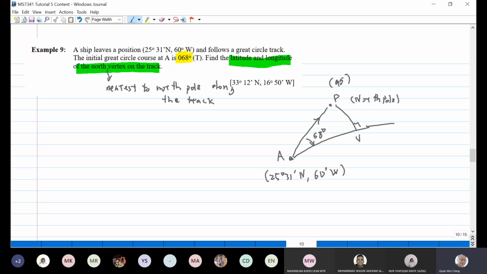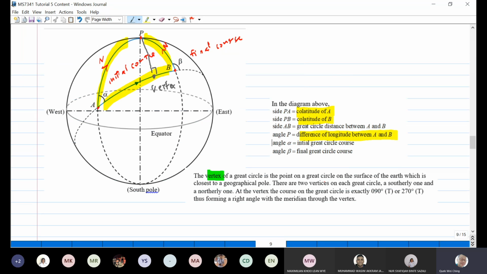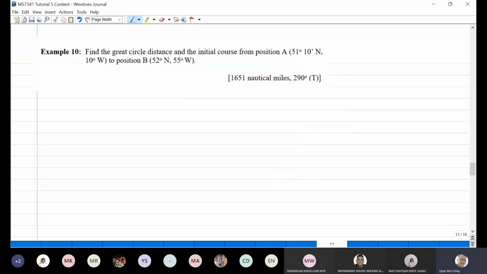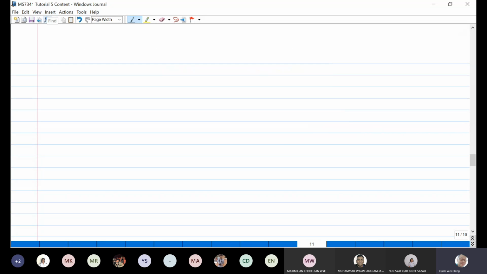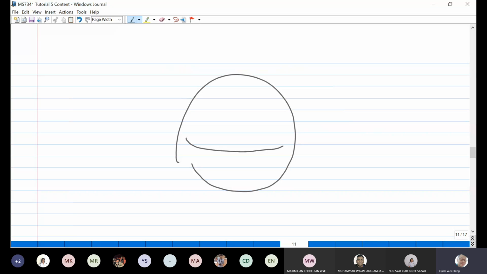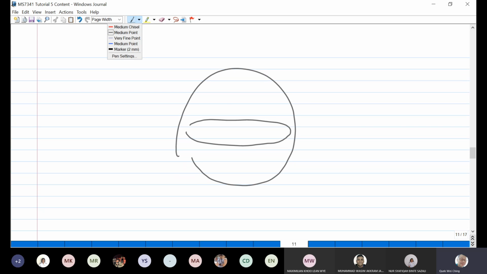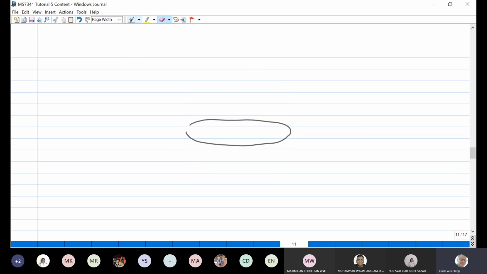So first, I want to draw a picture of the Earth so that you can see it. It's better to do it this way, drawing the picture. So insert a picture first. There's this Earth here, and A is somewhere. So this is the Earth here.